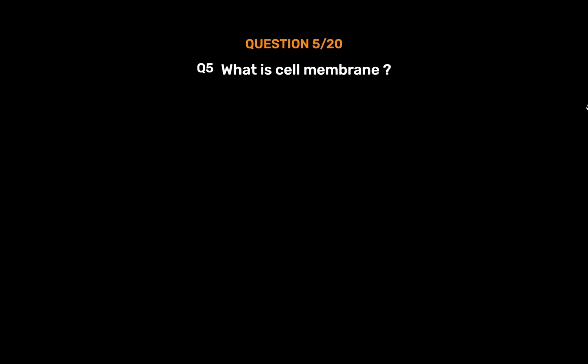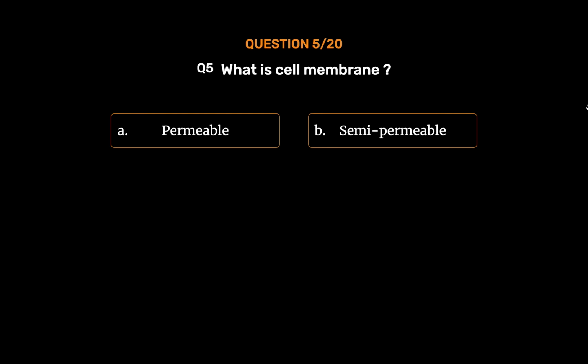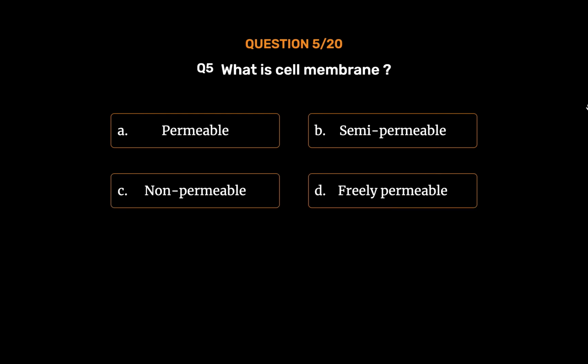Question number 5. What is cell membrane? Option A. Permeable. Option B. Semi-permeable. Option C. Non-permeable. Option D. Freely permeable. The correct answer is Option B.